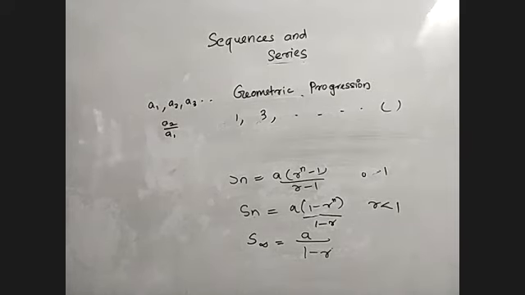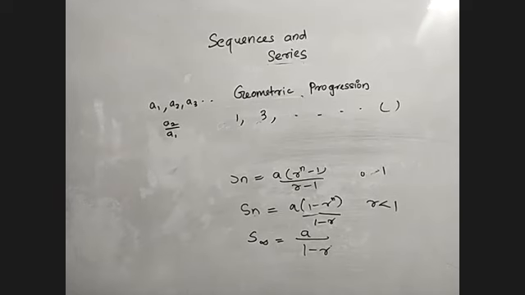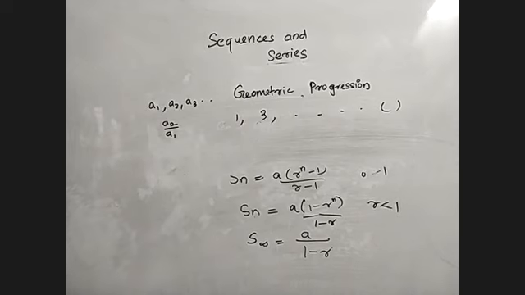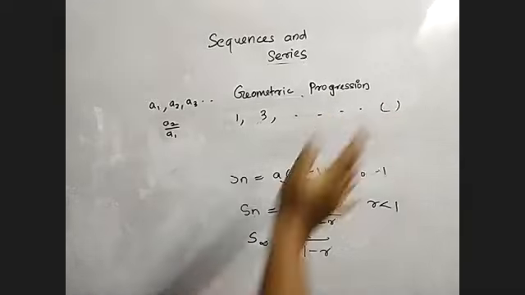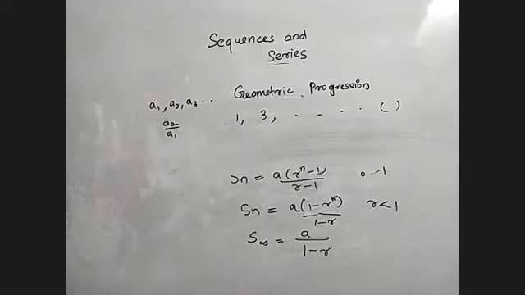Understood? When we get a question, they may not say whether it is an AP or GP. Suppose they ask you to find the nth term of this sequence. That means they will not mention it as a GP. They'll give the first three terms. Understood? Yes, ma'am.